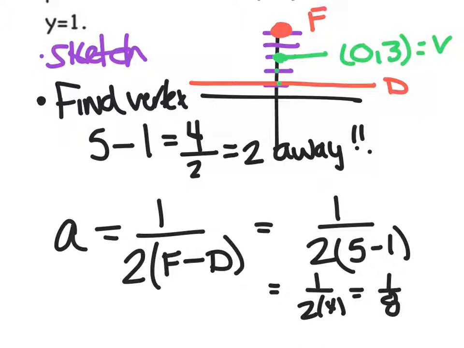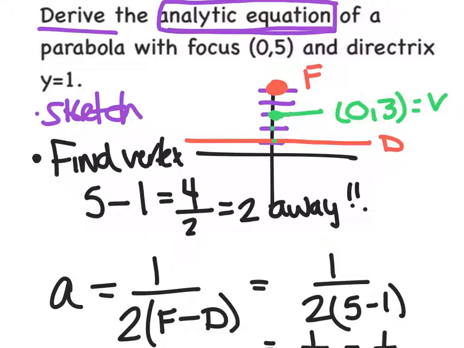Now lastly, I have to determine if this is positive or negative. Well, I got a little jumpy here and I didn't even finish my picture, so let's go back. Which way does this parabola open? Does it open up or open down? Well, remember, the focus has to be inside. So I know the parabola opens up, which means my A value, I'll make a note, is positive.